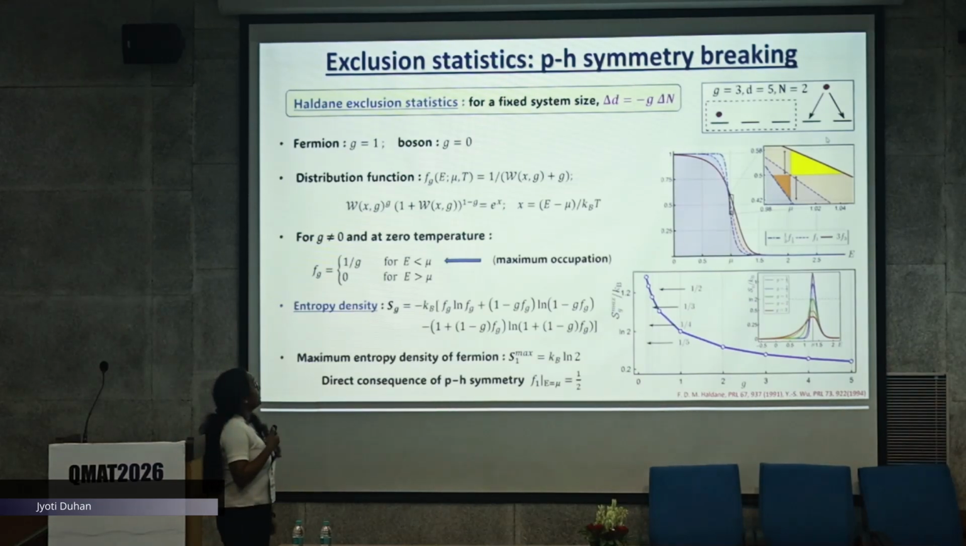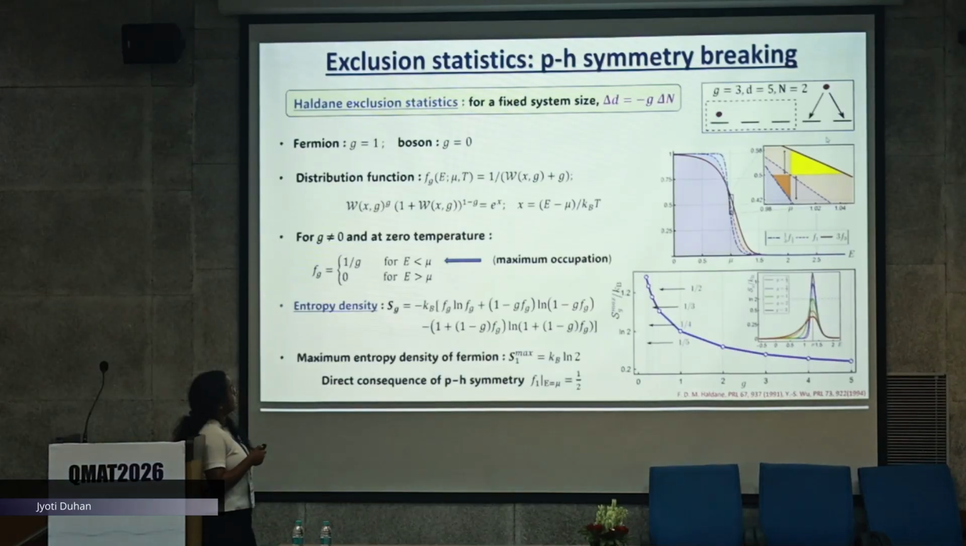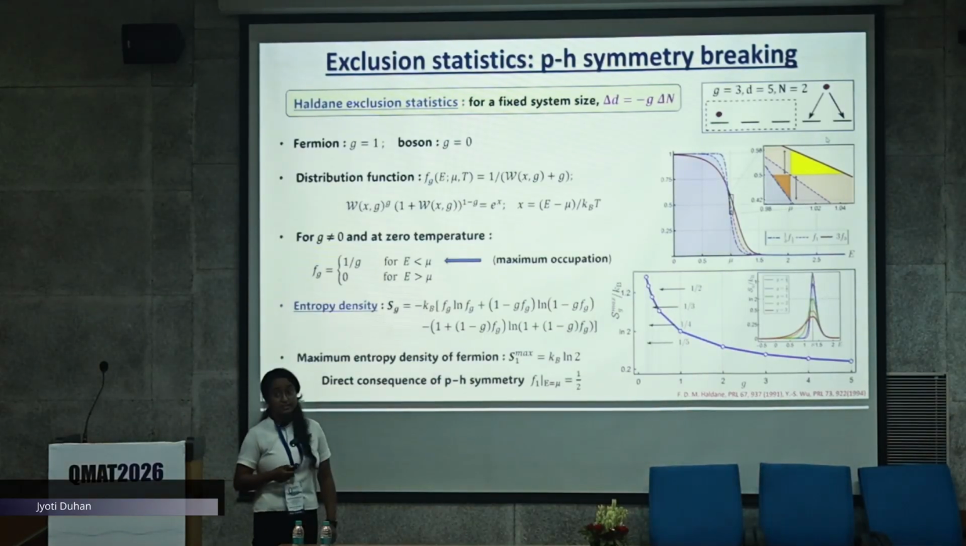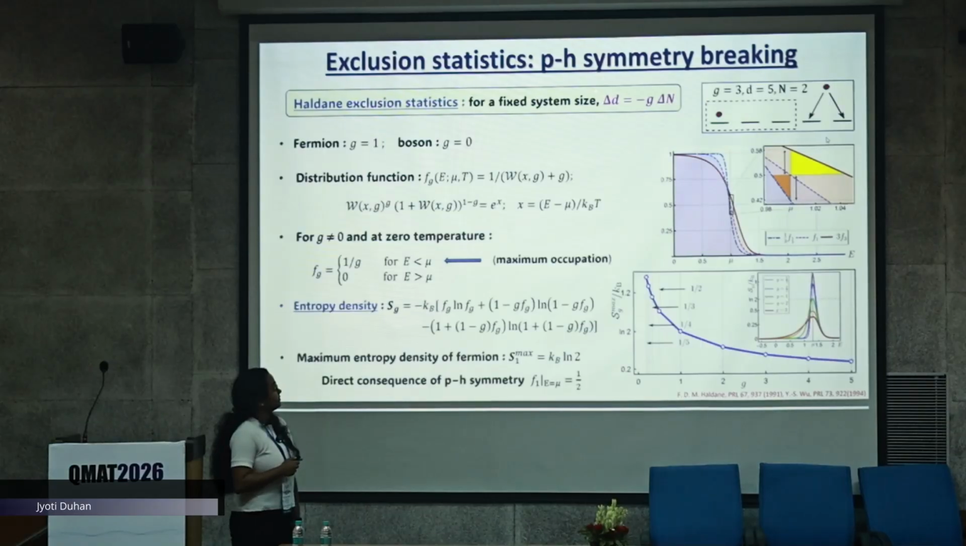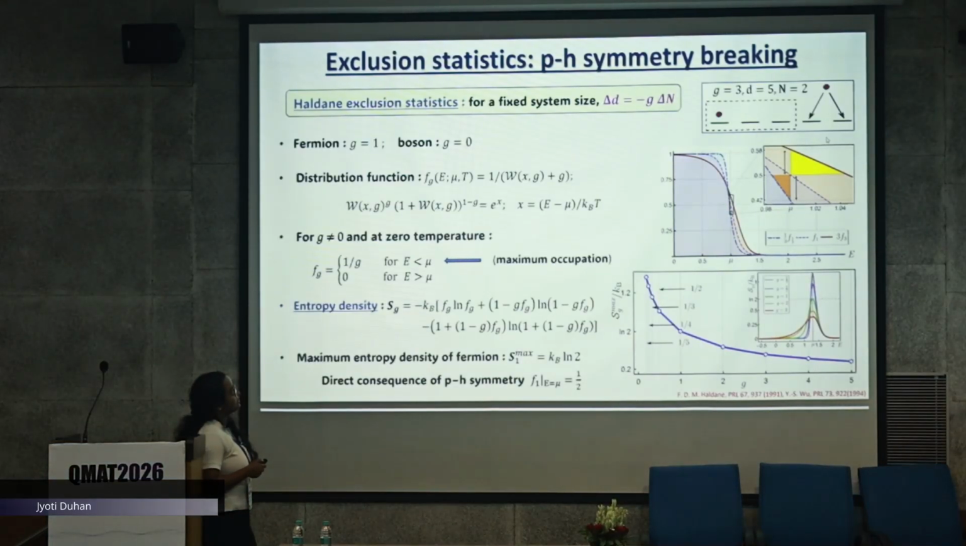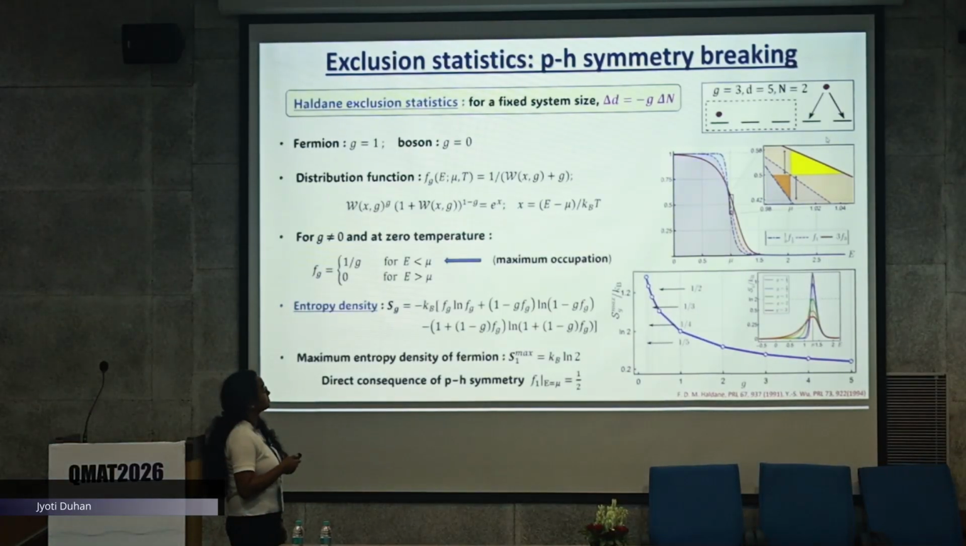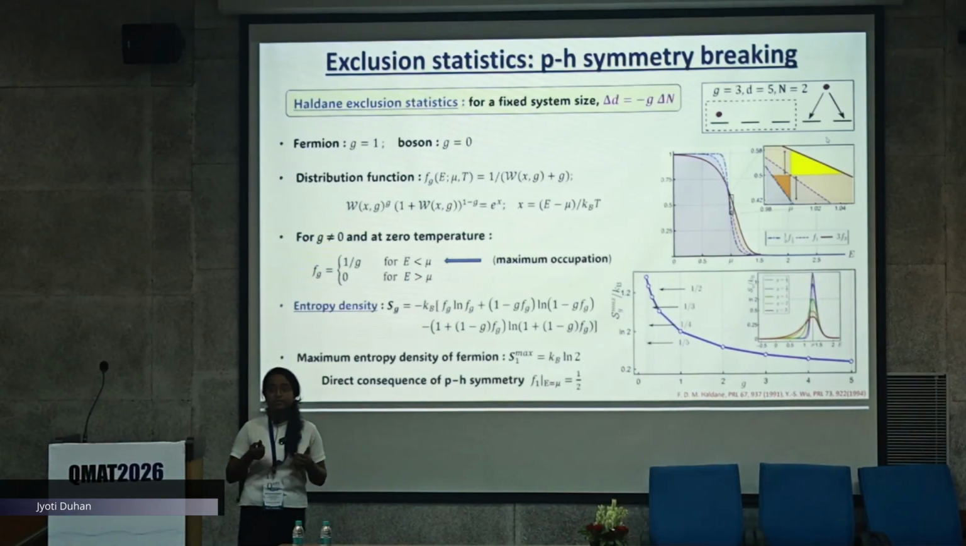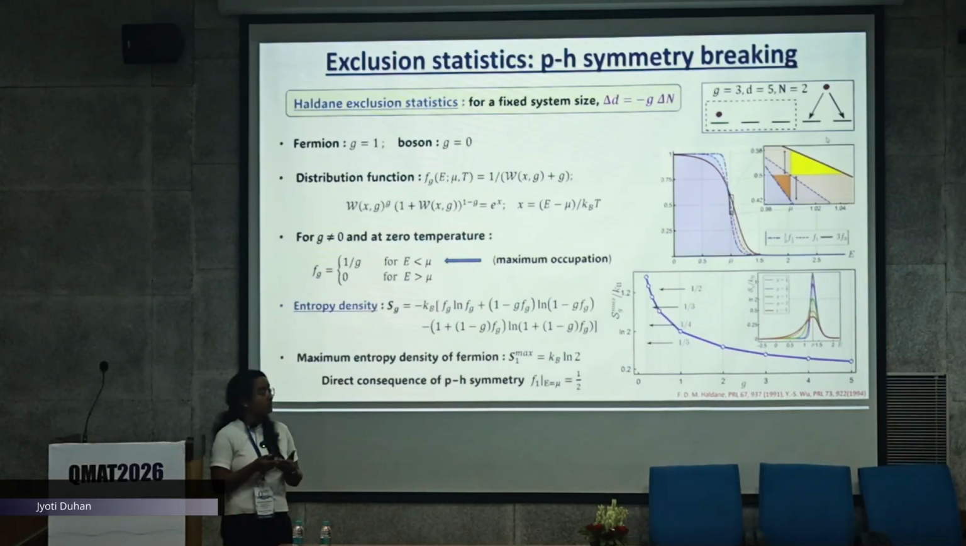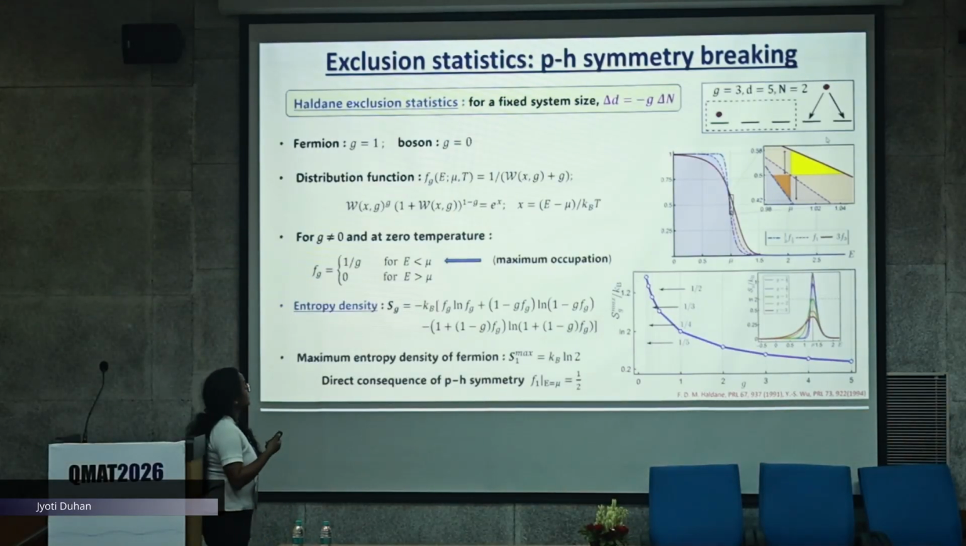So this brings us to the idea of Haldane exclusion statistics. This is the statement of the statistics. For a fixed system size, the change in the number of available states, delta D, is related to the change in the number of particles, delta N, by this equation, where G is a statistical parameter which defines how many states we occupy by adding a single particle. So for bosons, G is equal to 0.